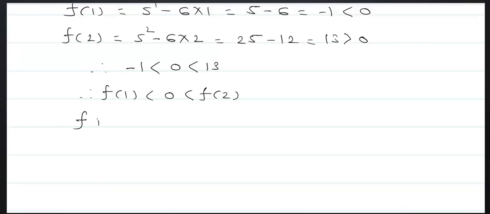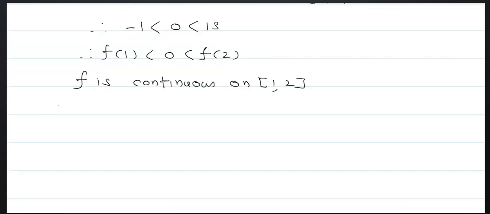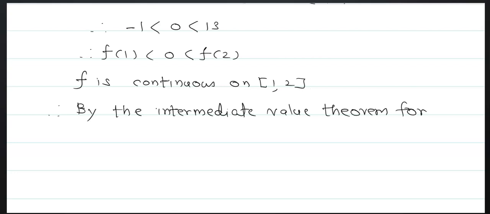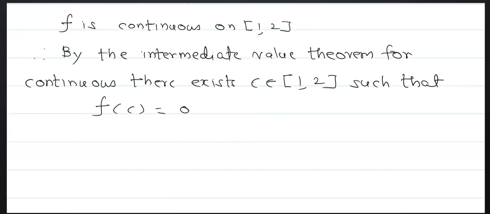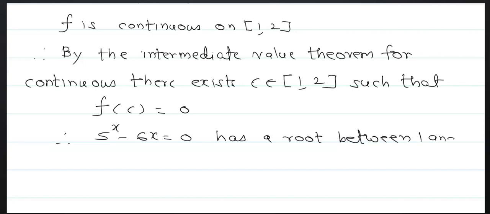Therefore, f is continuous on closed interval 1 to 2. By the intermediate value theorem for continuous functions, there exists C belongs to closed interval 1 to 2 such that f of C is equal to 0. That is, 5 raised to x minus 6x is equal to 0 has a root between 1 and 2.